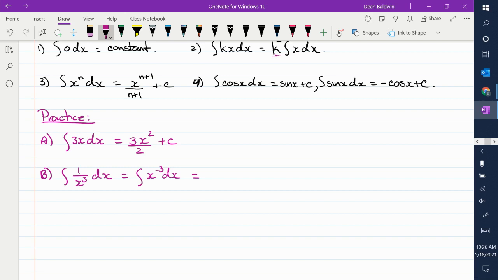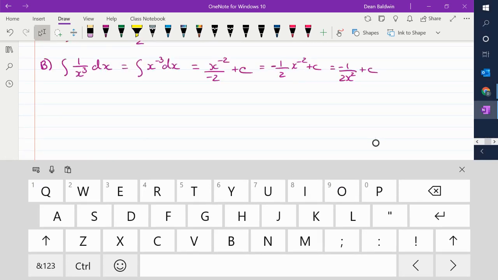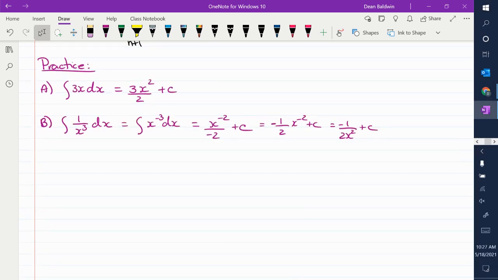So what do we do? Add 1 to the exponent. What's negative 3 plus 1? Negative 2. And then you divide by that new exponent. Tack on a plus c. So you can write it like that, or you can write it like this, or you can write it like this. I don't really care. Just be aware those are all the same thing. Okay?